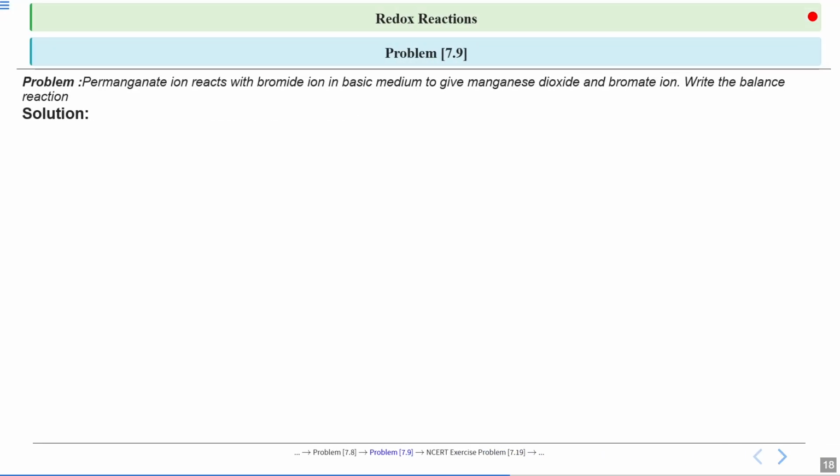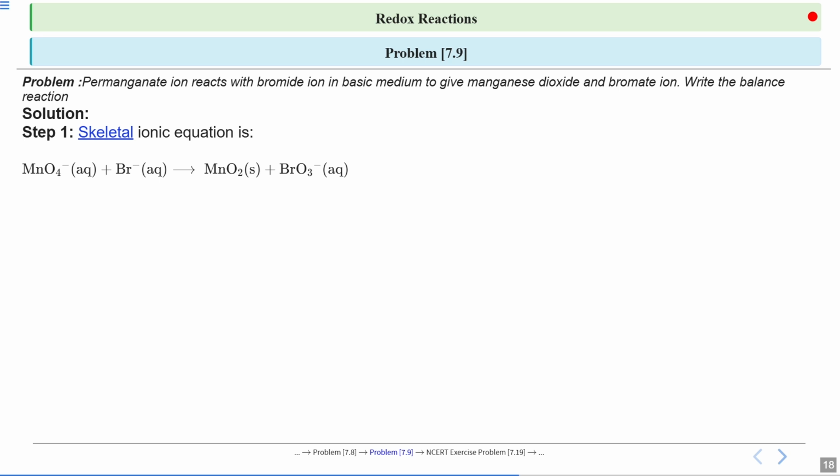So now let's look at the solution. In the first step, we will be writing the skeletal ionic equation. The equation would be that permanganate ions are reacting with bromide ions, therefore it is MnO4 negative plus Br negative, giving manganese dioxide, that is MnO2, and BrO3 negative.